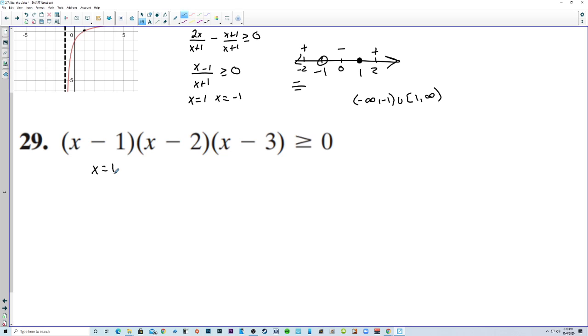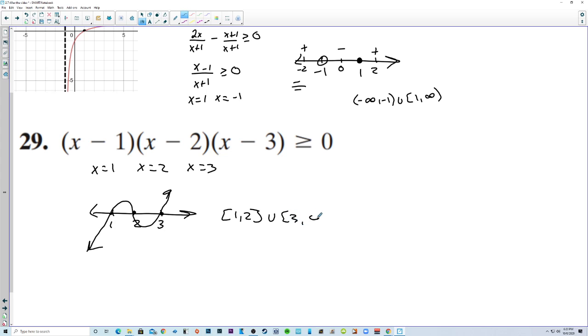Here we have zeros of 1, 2, and 3. So 1, 2, and 3. And we can include those zeros because it says greater than or equal to 0. Now this is an x to the third, and we know what x to the thirds look like. They look like that when we graph them. And we want greater than 0. So from 1 to 2, and then 3 to infinity.